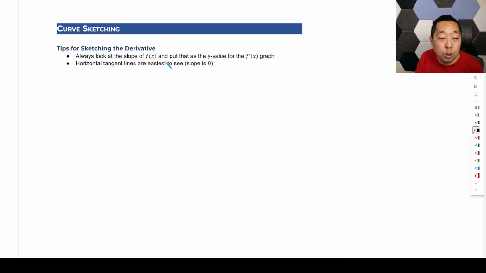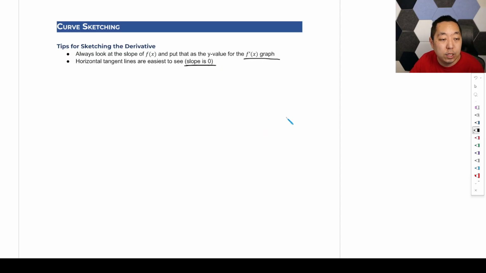So always look at the slope of f of x and put that as a y value for the f prime graph. And the slopes are easier to see when the slope is 0. Okay, so I'm only looking at the signs of the slopes or when they're 0, right? That's primarily what I'm looking for when I'm sketching it.